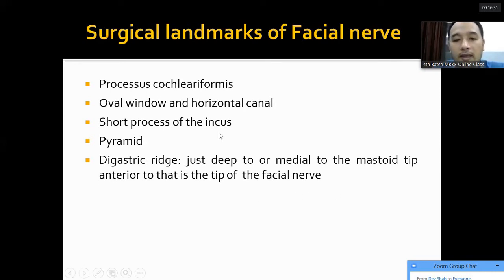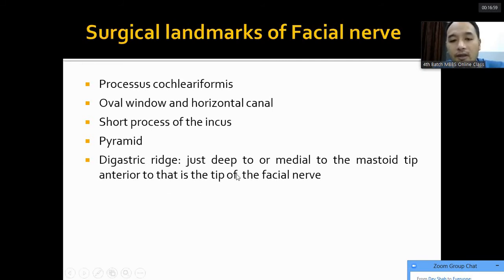So we cannot reach the facial nerve until we reach the short process of incus. So in ear surgery, when we are drilling the bone, when we are superior or superficial or above the incus short process, then we are safe that we won't be injuring the facial nerve. And again, the pyramid, the bony eminence in the posterior part, the facial nerve just lies deep to the pyramid.